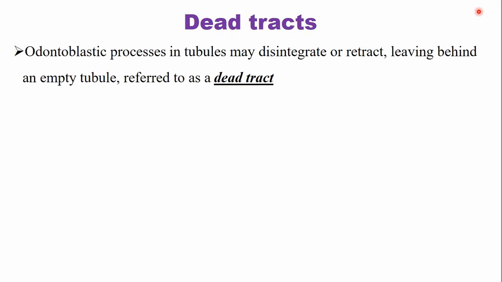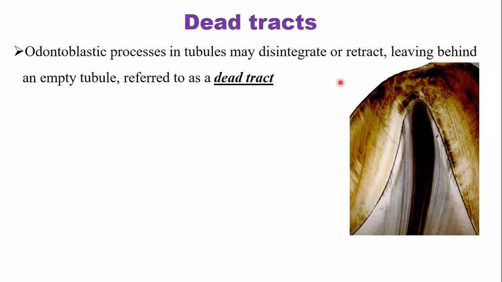Now there's another term called dead tracts. The dentinal tubules contain odontoblastic processes. Sometimes these odontoblastic processes may disintegrate or retract, leaving behind an empty tubule. When the tubule is empty, either because of disintegration or retraction of the odontoblast process, we call it a dead tract.